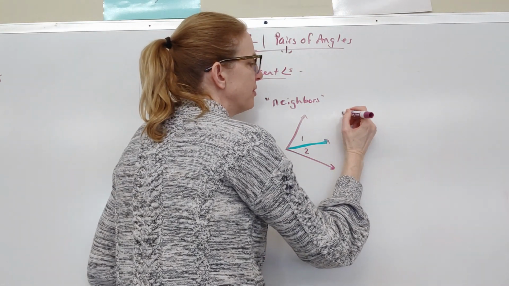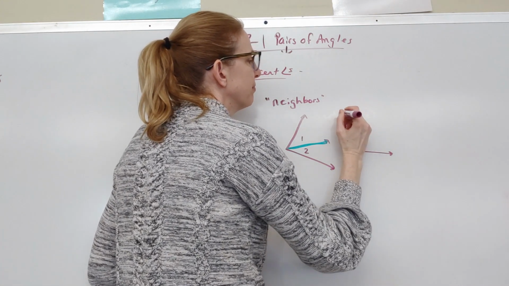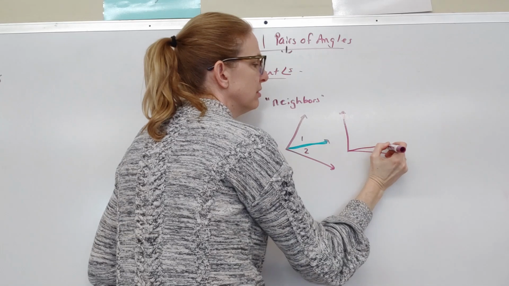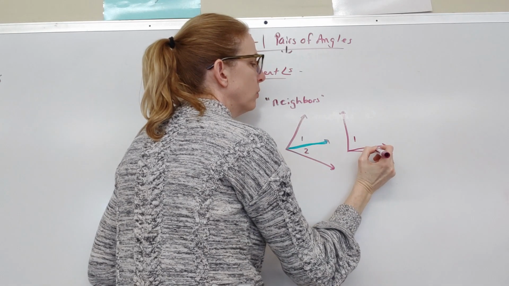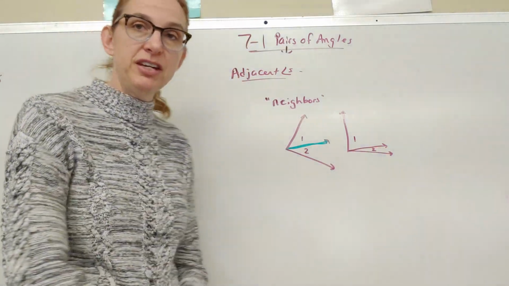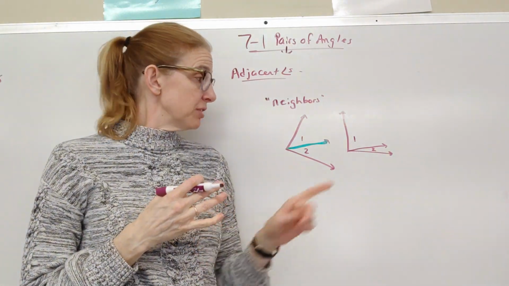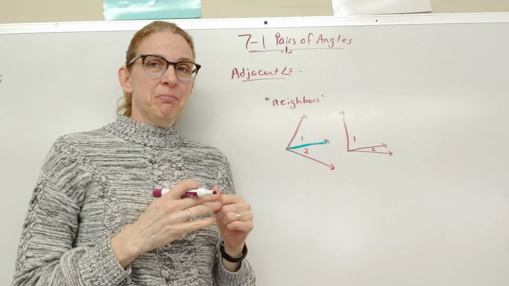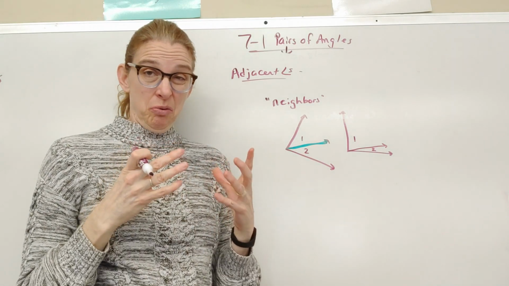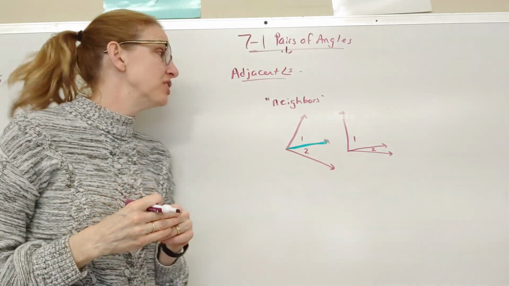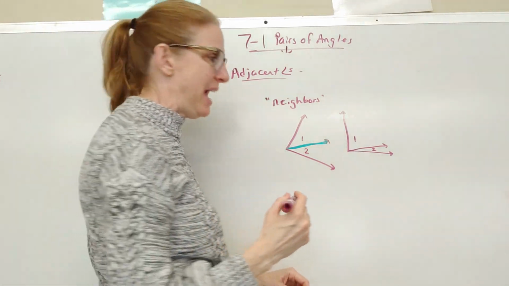Okay, let me draw another pair of adjacent angles. I'm going to start with the right angle. Now here's angle 1 and angle 2. Do they meet the definition? Do they share a side? Yep. They share a vertex? Yep. But are they congruent? Are they the same? No. So adjacent angles can be congruent, but they don't have to be.